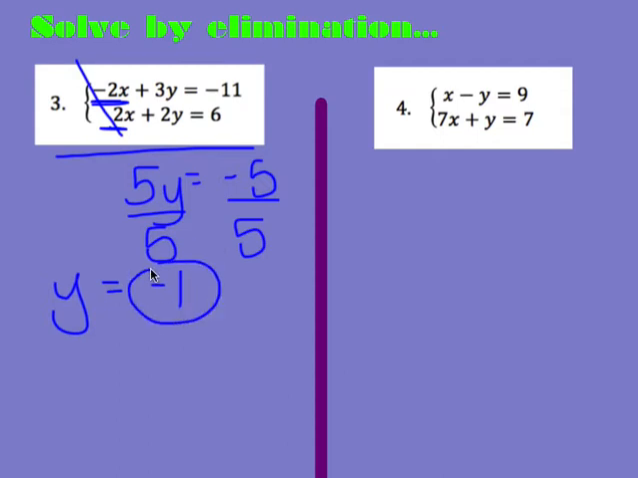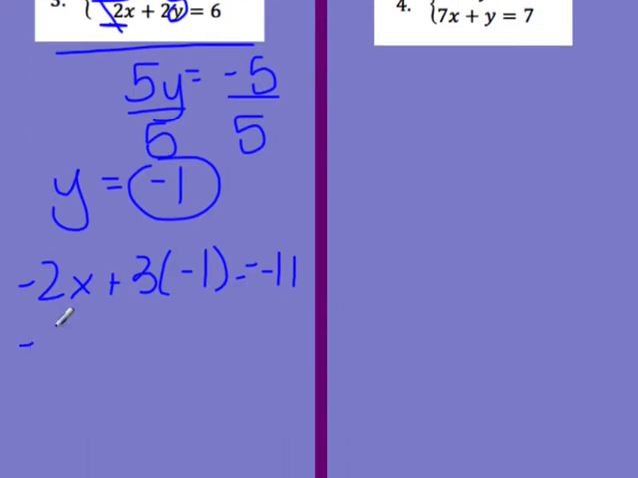So now I know that y is equal to a negative 1, so I can put it in here or here. It doesn't matter which one I put it in. It's really up to you. I've decided I'm going to put it in the first one. So I keep the entire equation the same, except instead of writing y, I'm going to put in that negative 1. And that's equal to a negative 11. So then I get negative 2x, 3 times negative 1 is negative 3, and that's equal to a negative 11.